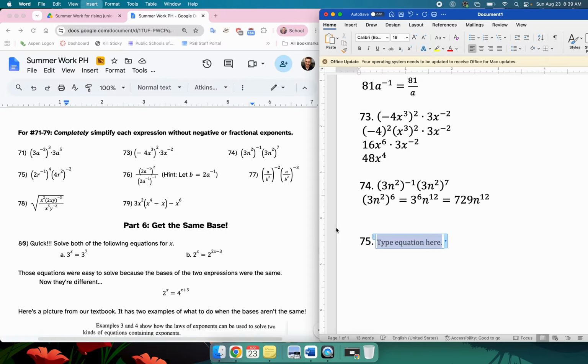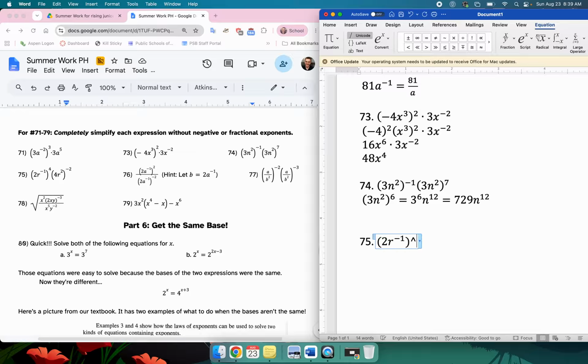75. We have (2r^-1)^4 times (4r^2)^-2. I think I would start by distributing the 4 and the negative 2 to the guys on the inside of the parentheses. So that's 2 to the 4, which is 2, 4, 8, 16. R to the, negative 1 times 4 is negative 4. And then here, like 4 to the negative 2.